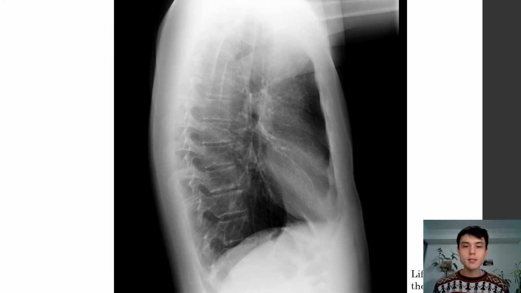We can see all the same structures in the lateral chest x-ray, so we can see the heart here. We can see the vertebral bodies, which get darker as you go down, which is the more black sign, which is quite normal.